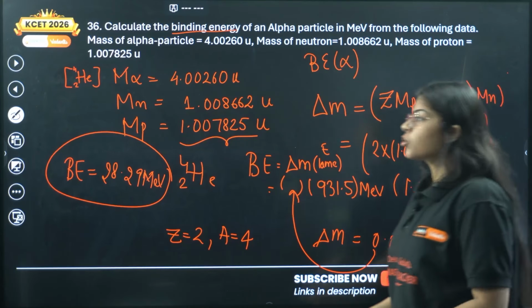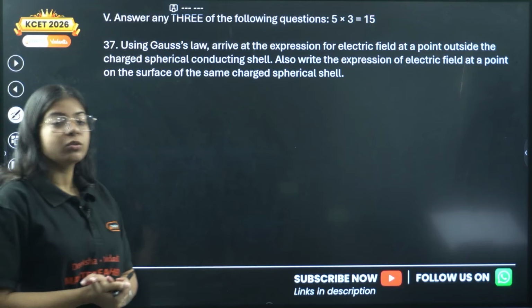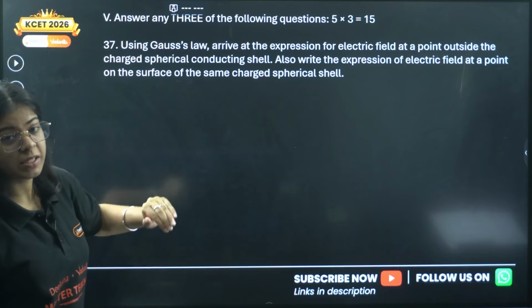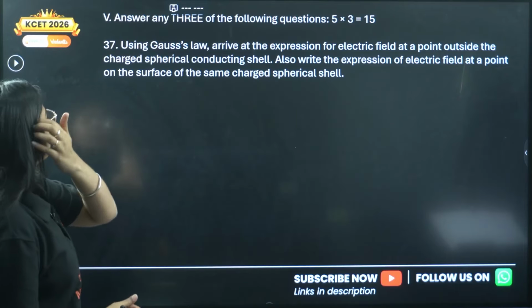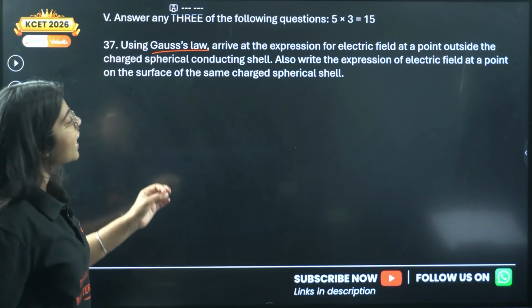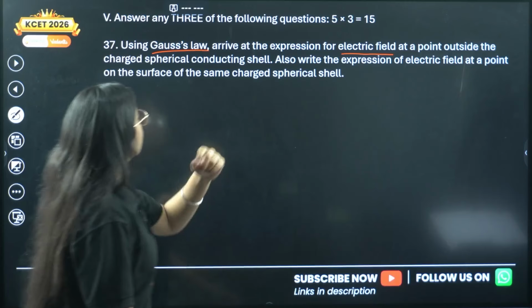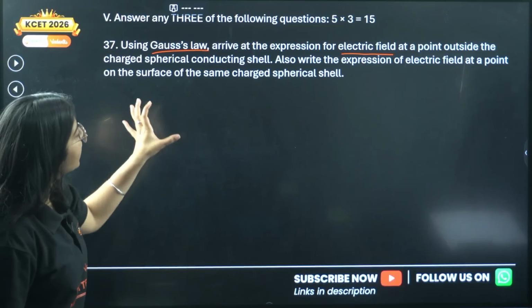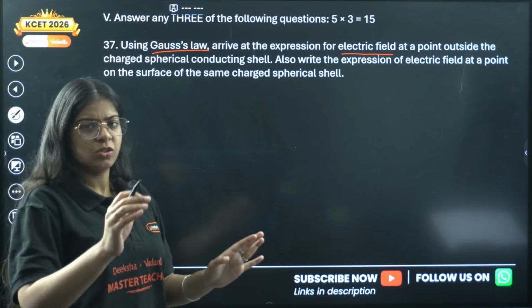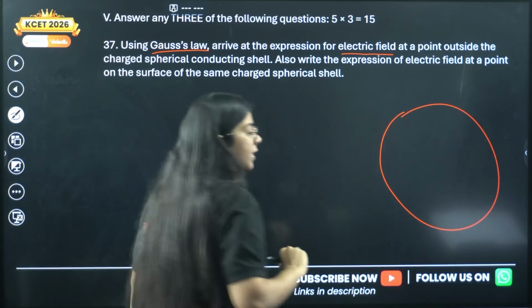Now we are on to the derivations, the long answer type questions, which are 5 marks. Using Gauss law, arrive at the expression of electric field at a point outside a charged spherical conducting shell. We are given a charged spherical conducting shell, so let's make that first. This is my charged spherical conducting shell.